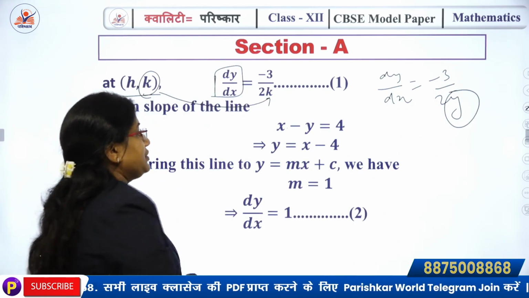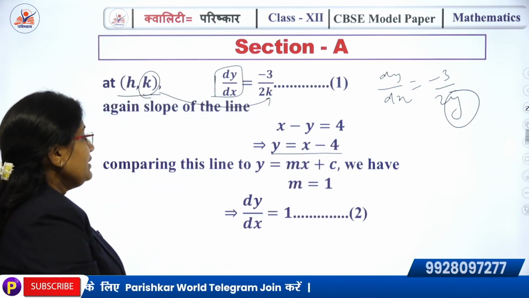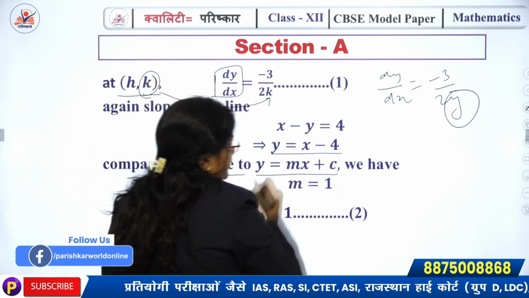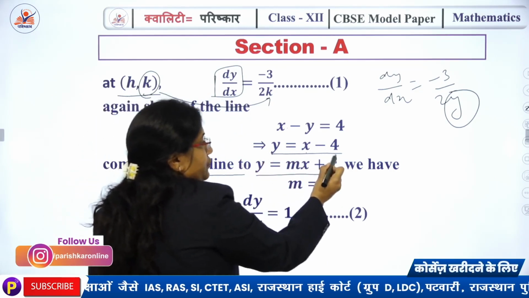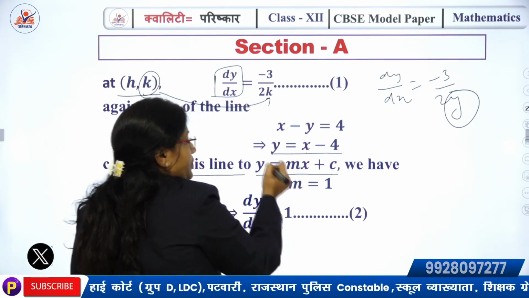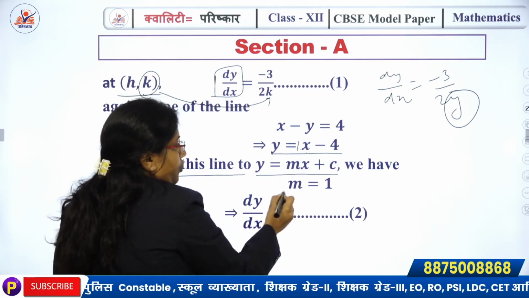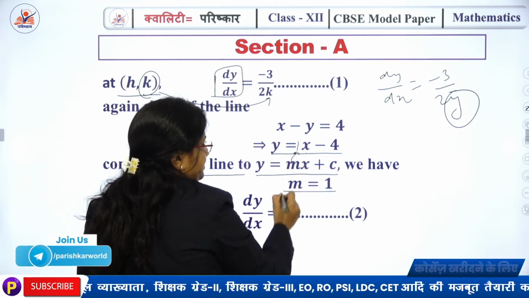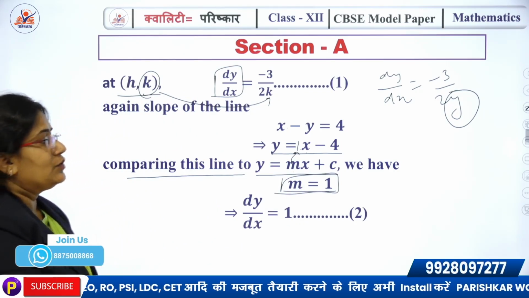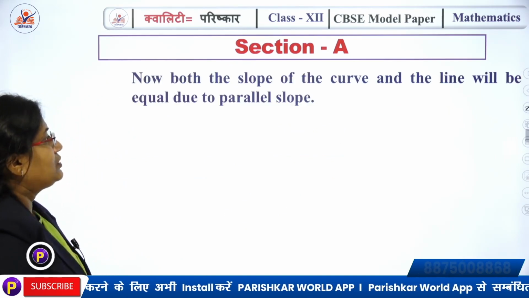Again, the slope of the line x minus y equal to 4. We'll reduce this equation into y equal to x minus 4. Comparing this line y equal to x minus 4 to the line y equal to mx plus c, we have the value of m equal to 1. M is 1. That means the slope of the line x minus y equal to 4 is 1. That means dy by dx is equal to 1.